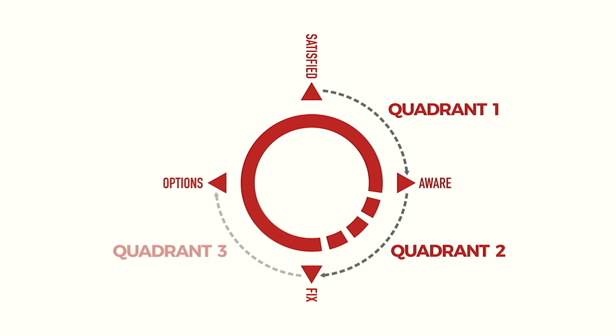And finally, we move from the 6 o'clock position to the 9 o'clock position and label this, you got it, quadrant 3. And in quadrant 3, the buyer's finally asking, why are you the right fit?